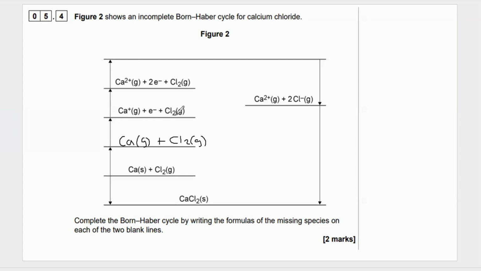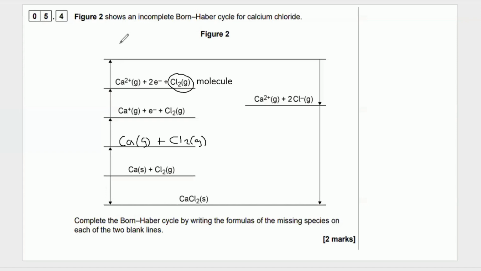And then we've got the second ionization energy of calcium if we go to the level up, because it goes to calcium 2+ plus 2 electrons. But our chlorine gas is still a molecule. Have a look here. I'm going to circle it here. That is still a molecule. It's not been atomized yet. Yes, it's in gaseous form, but it's in molecular form, not atomized.